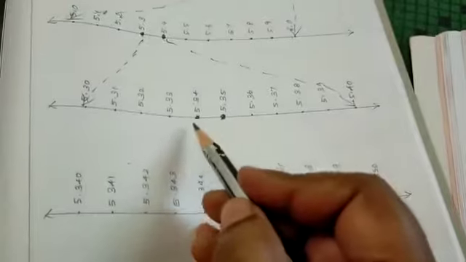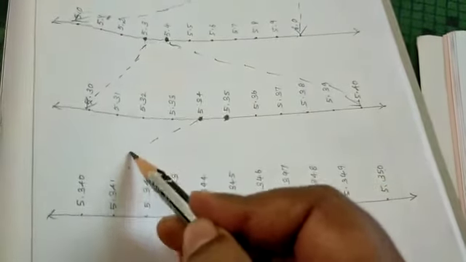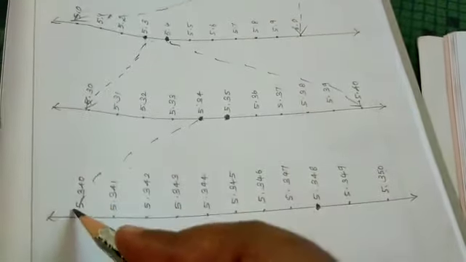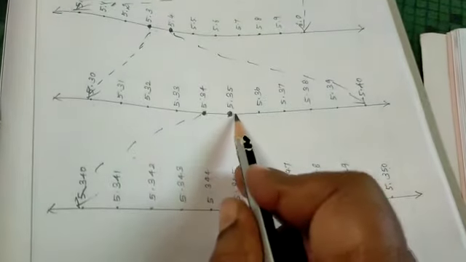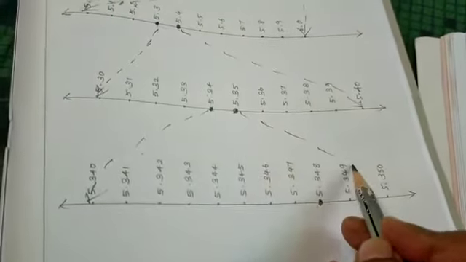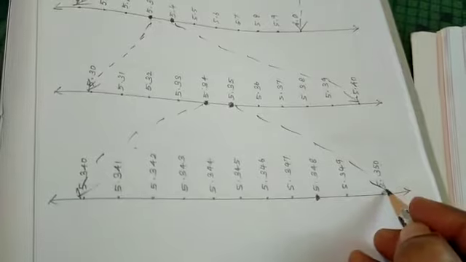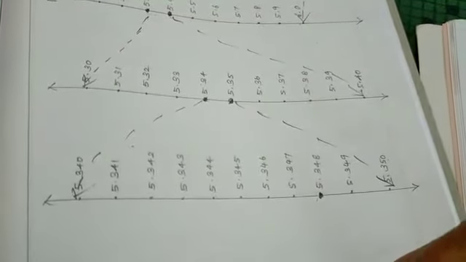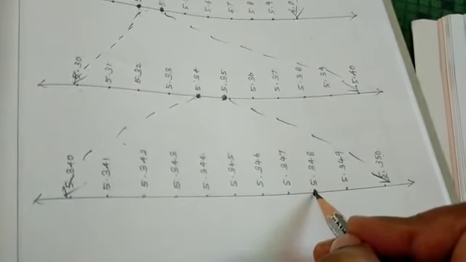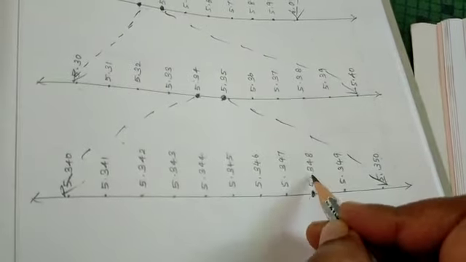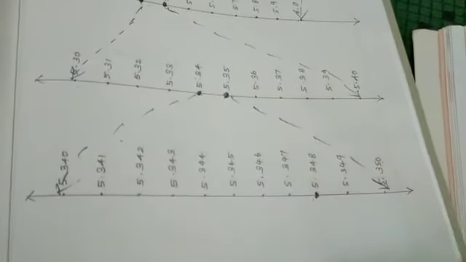Okay, before that you have to show the interval, that is up to 5.350. Okay, so we completed and we marked the required point 5.348. Have you cleared this?